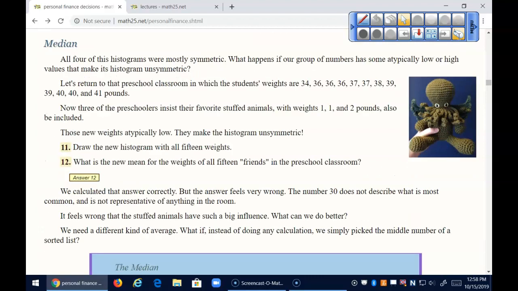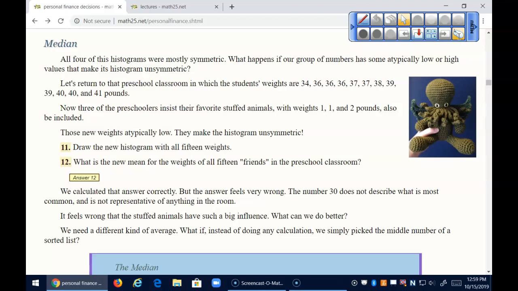Okay. All of those four histograms we just saw were mostly symmetric. They all had something in the middle that we could call the average, even if it wasn't very representative because the standard deviation was high. But what if the group of numbers isn't symmetric? There's something that's just way high or way low.